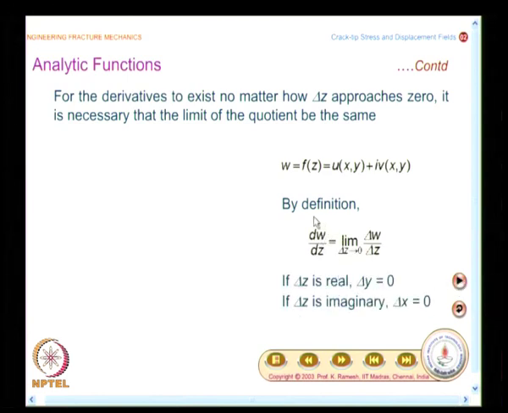The real part is u(x, y), imaginary part is v(x, y). And we have already said we want to find out whether the derivative exists. So, dw by dz, the definition is limit delta z tends to 0, delta w by delta z. So, you could have delta z is real, in that case delta y equal to 0, you could have delta z is imaginary, in that case delta x equal to 0. So, no matter how delta z approaches 0, that is depicted in the graph here.